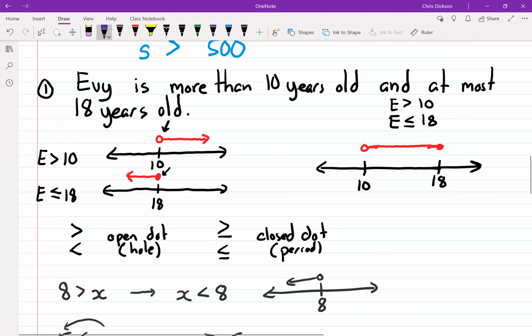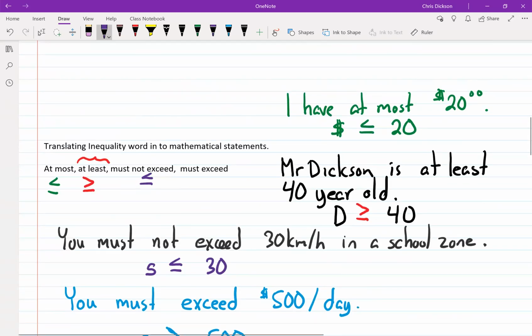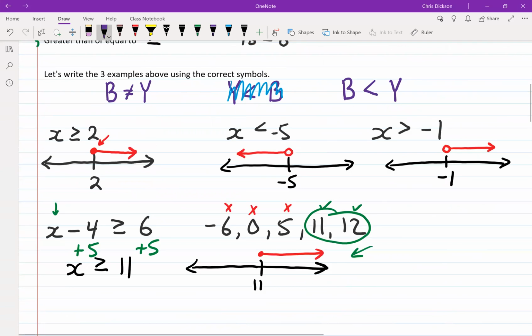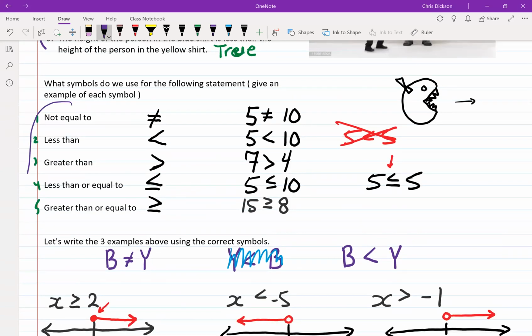And then the last one is just going over your words again. Do your revision of these words. So words like at most, at least, not exceed, must exceed. And then of course the big words, not equal to, and so on.